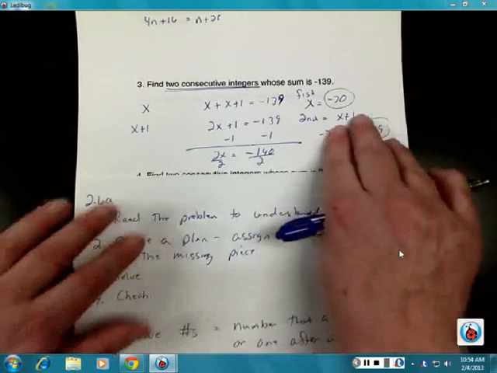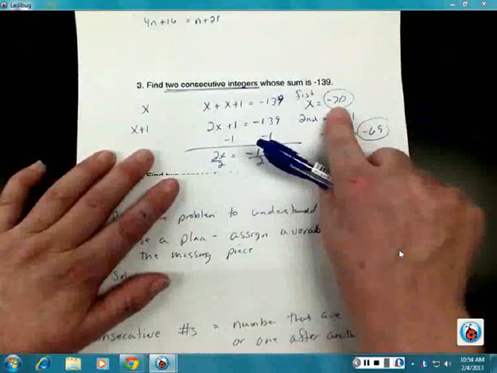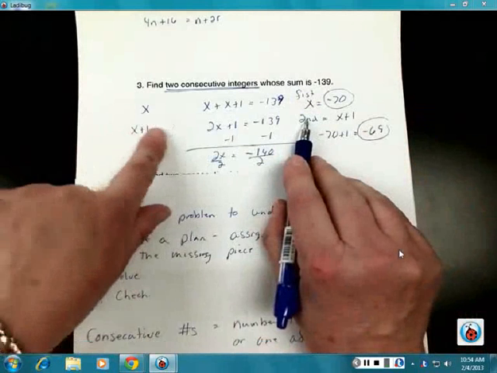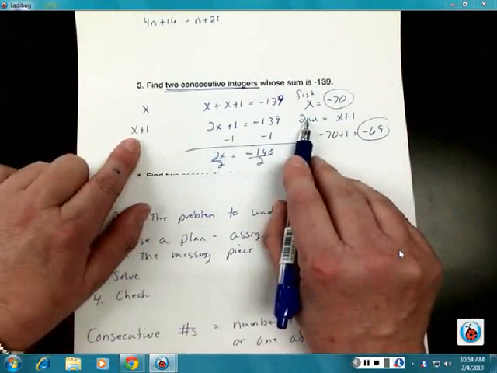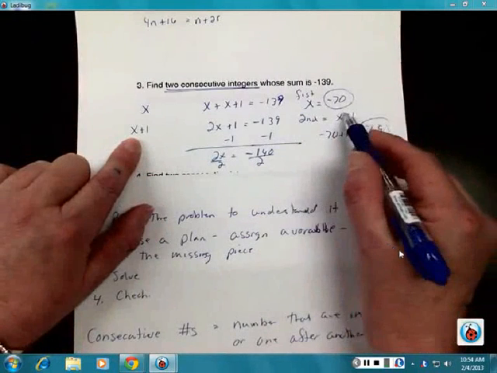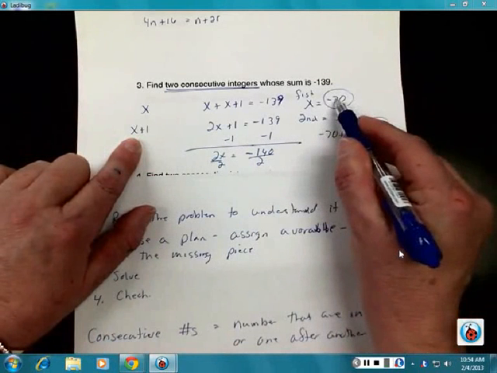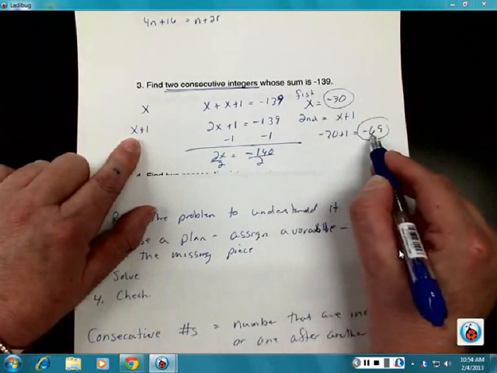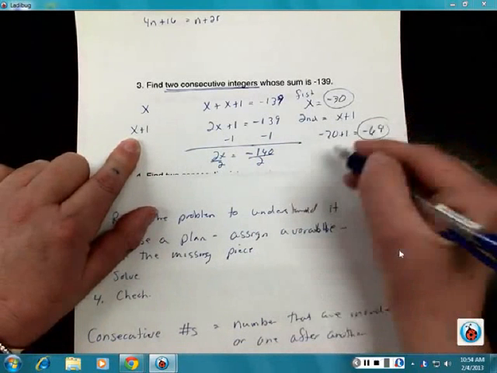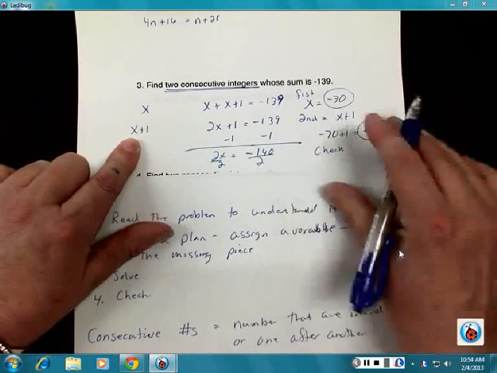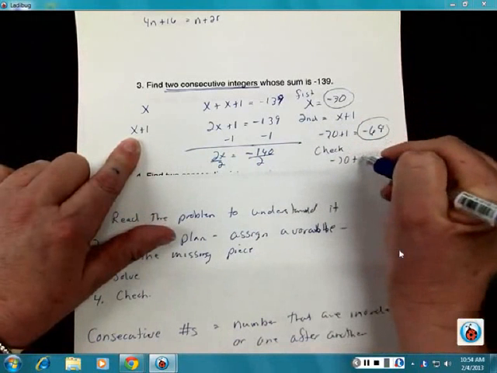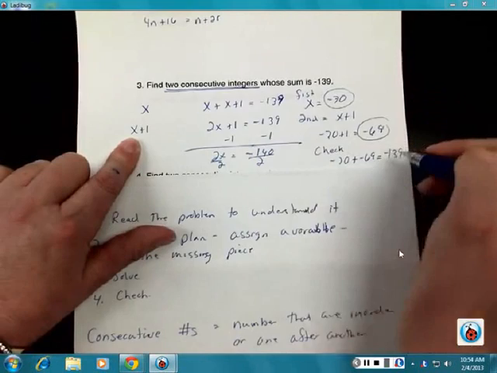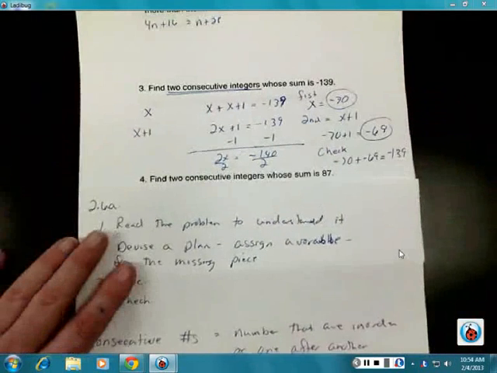Okay, when I solved this one, I got x equals negative 70, correct? So that's the first. The second consecutive number is x plus 1. So I replace x with negative 70. Negative 70 plus 1 is negative 69. And then the check is negative 70 plus negative 69 equals negative 139, and it does check. Okay?